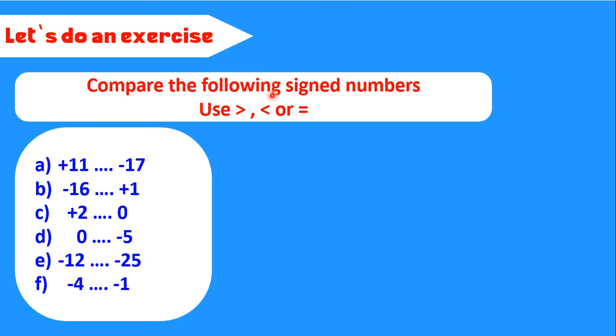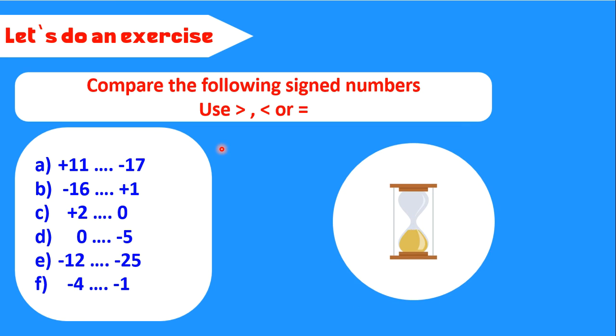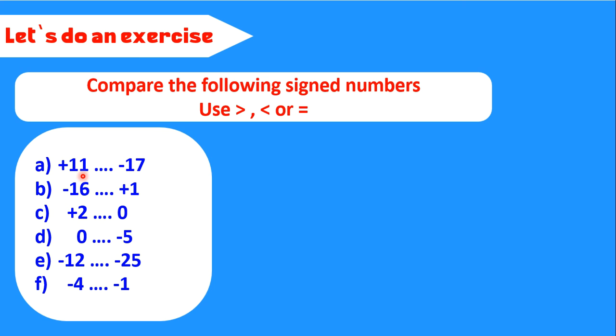Let's do an exercise. Compare the following signed numbers. We have to use greater than, less than, or equal. I will give you some time. Let's do it together. Plus 11 and minus 17. As we said before, a plus and minus, the plus is always greater than the minus. Minus and plus, again, the plus is always greater than the minus.